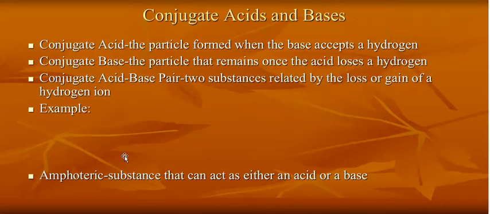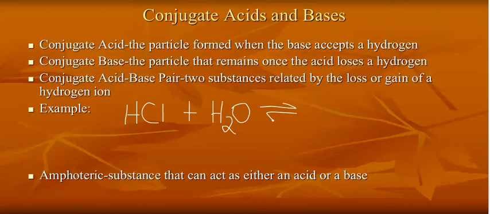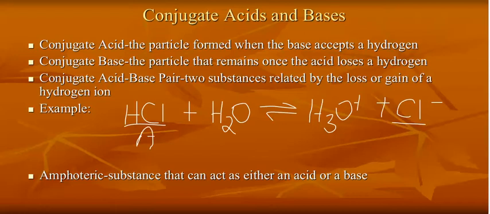With Bronsted-Lowry, we also have what are called conjugate acids and bases, and conjugates appear on the product side. A conjugate acid is formed when the base accepts a hydrogen, and a conjugate base is the particle that remains when the acid loses a hydrogen. So let me give you another example. In this equation right here, first of all, HCl goes from HCl to Cl-, so it loses a hydrogen, so that means HCl is the acid. Water goes from H2O to H3O+, picks up a hydrogen. Water is a base in this reaction.